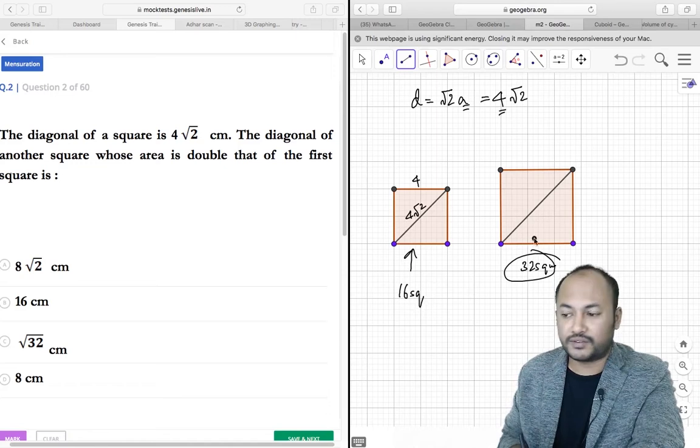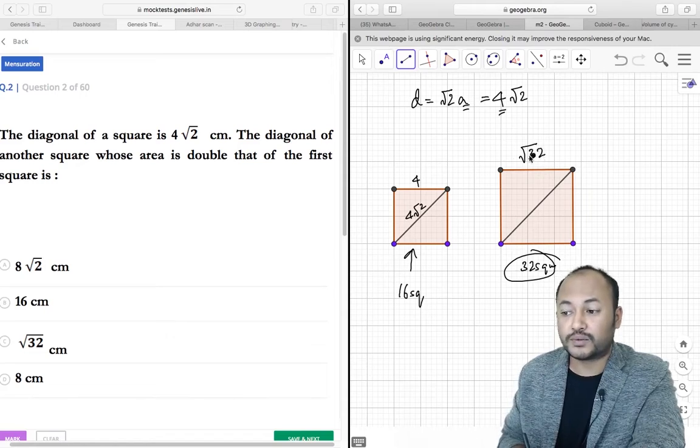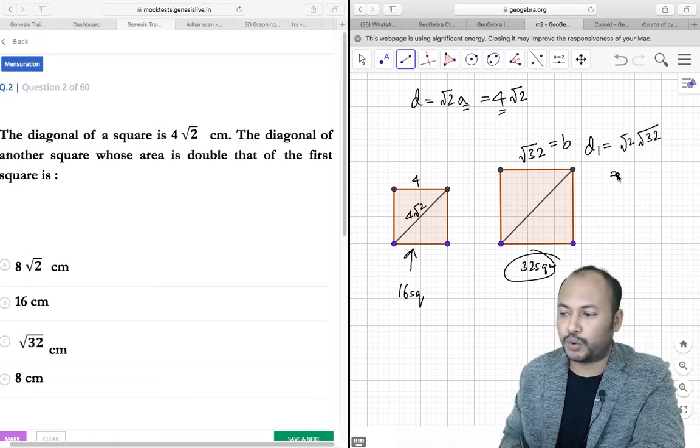If this is 32, what is the area? I mean the side. Sorry, the side is root of 32. If this is root of 32, let me call this b. Then the diagonal of this particular square has to be equal to how much? Root 2 into root 32, which is equal to root of 64, which is 8. That's all.